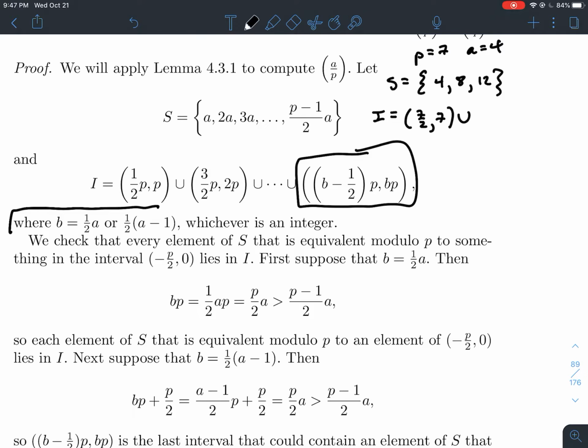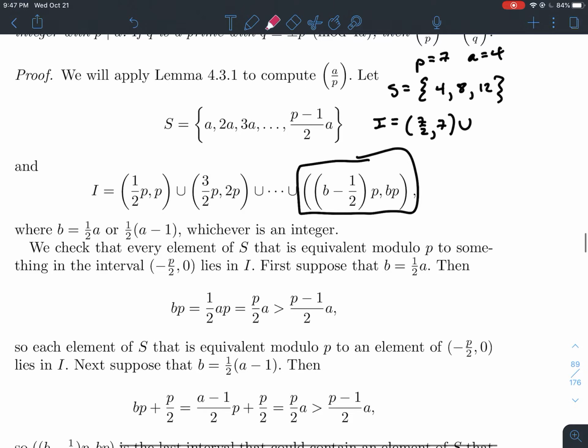Which one of those do you pick? You pick whichever one's an integer, right? They're not both integers, only one of them is. Well, in my case, a is 4, so this one would be the integer. So b in my case is just going to be 4 over 2, so 2. Okay, so if b is equal to 2, then how many of these do I actually need? I think I'm going to have 2 of them in this case.